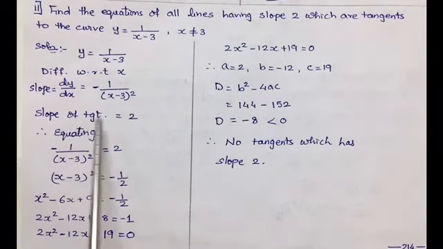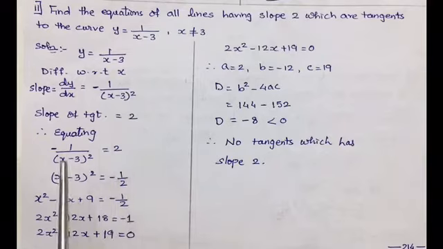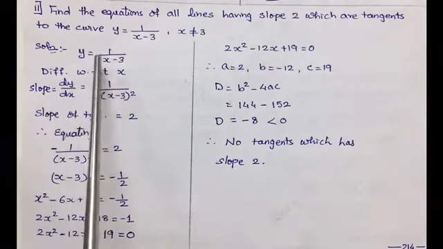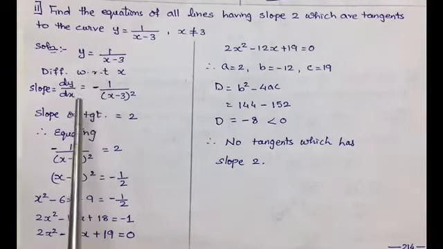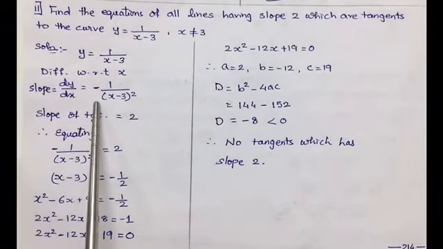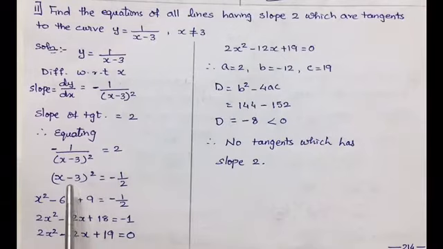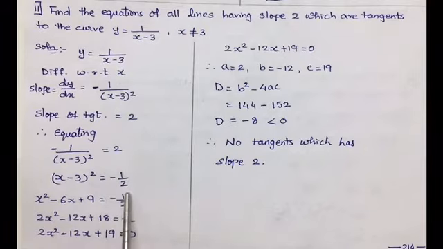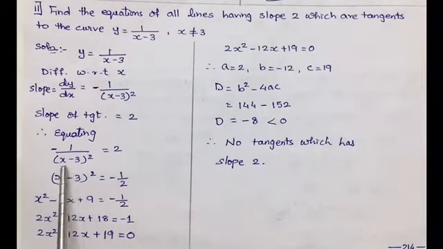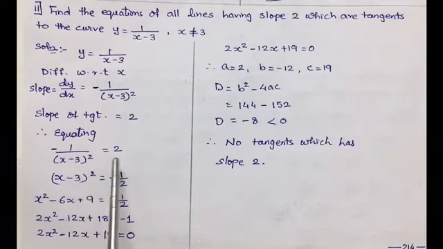Now slope of tangent given is equal to 2. Now dy by dx, what we calculated by differentiating the curve equation, is also slope of tangent. So both the slopes are equated. Taking the reciprocal, we get (x minus 3) whole square, and minus sign is shifted here, so minus 1 by 2. So as we have shifted (x minus 3) whole square up, 2 will be going down, so it becomes its reciprocal.